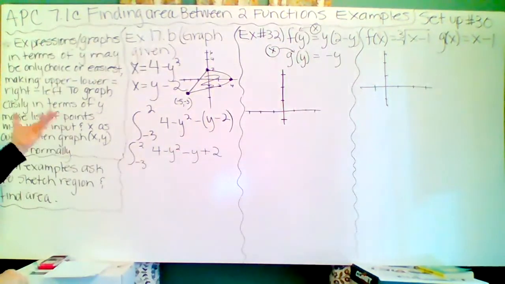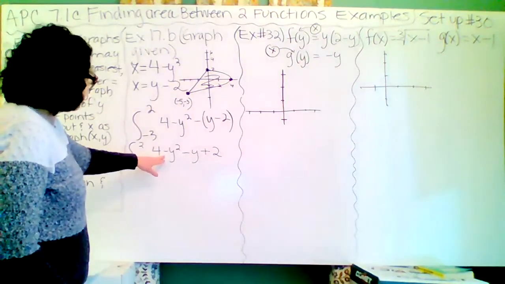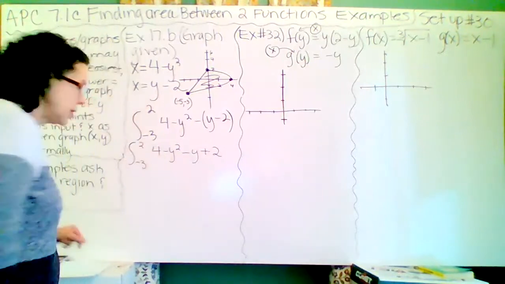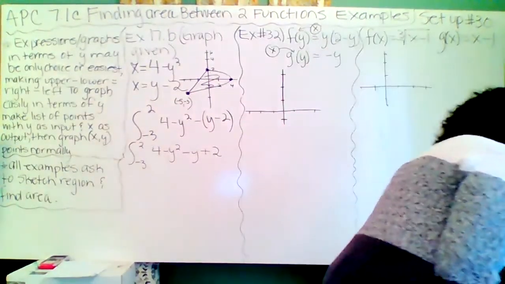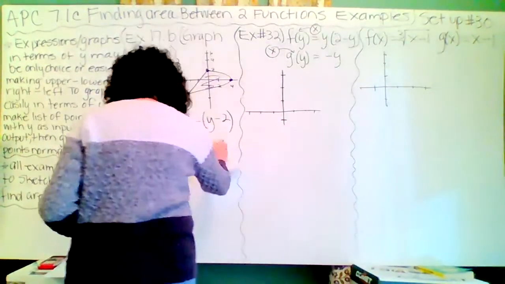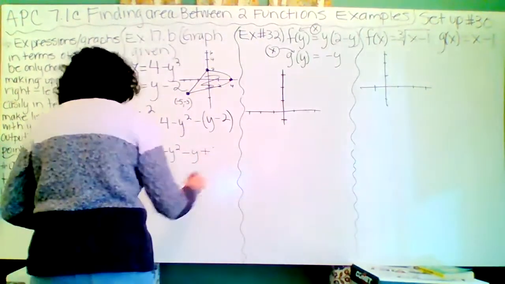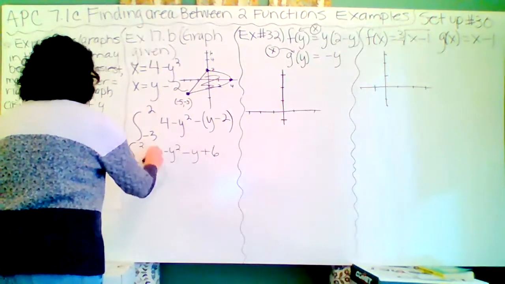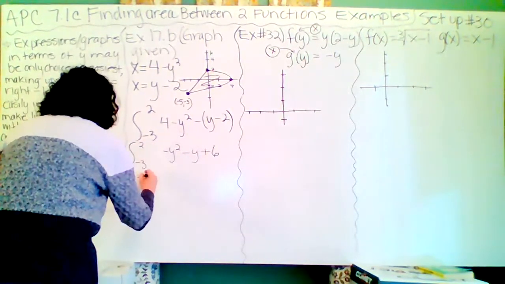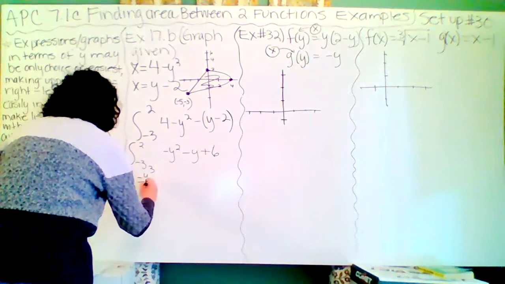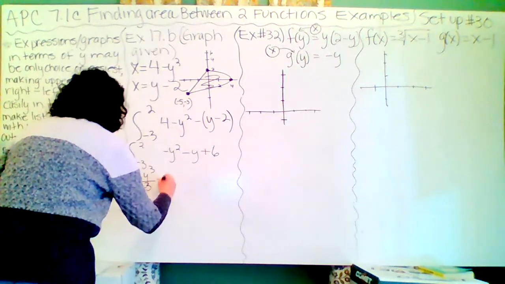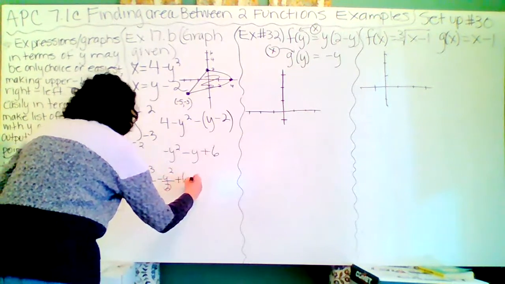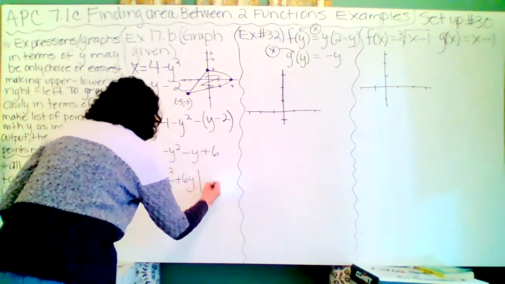If it's okay with you, just to save some room, -y squared minus y, 4 plus 2, I'm just going to put a +6 on that and save us a little bit of room here. There we go. Let's go ahead and integrate. That would be -y cubed over 3 minus y squared over 2 plus 6y. And that's from -3 to 2.